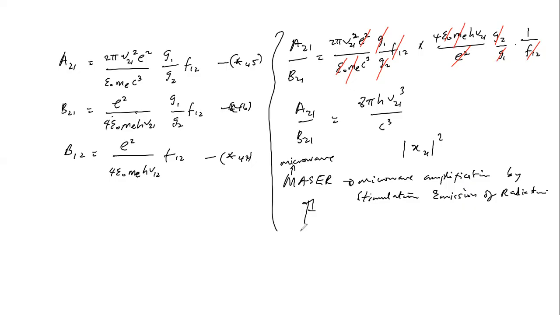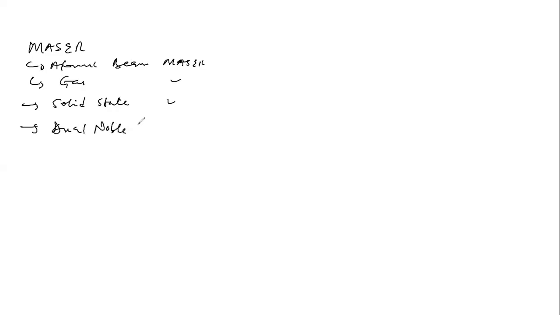You should note that both masers and lasers are based on the concept of stimulated emission of radiation. As we mentioned earlier, in the process of stimulated emission, an electron goes to a lower energy level due to an interaction with the electromagnetic wave. And depending on the medium used, masers may be classified as atomic beam maser or gas maser. We have solid state maser, and we also have the dual noble gas maser. And masers are used in very low noise microwave amplifiers, atomic clocks, spacecraft communication, and so on.